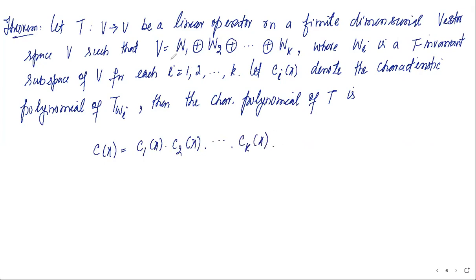So this theorem helps us in obtaining the characteristic polynomial of a linear operator T in terms of the characteristic polynomials of its restrictions from V to these subspaces W1, W2, Wk, which are the T-invariant subspaces, provided we have V as a finite dimensional vector space. Now let's do the proof of this theorem.